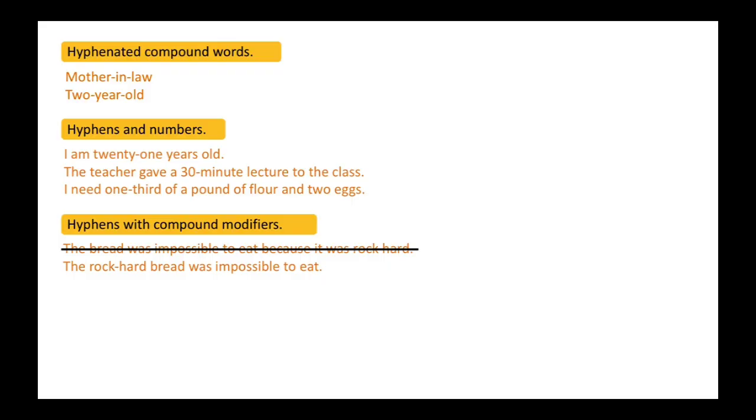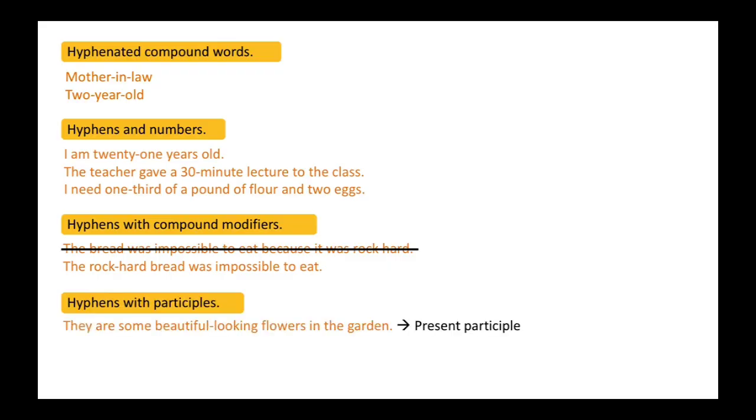These same rules apply to participles. So, hyphens with participles. An example of a present participle is, there are some beautiful-looking flowers in the garden. An example of a past participle is, a well-known poet will perform tonight.